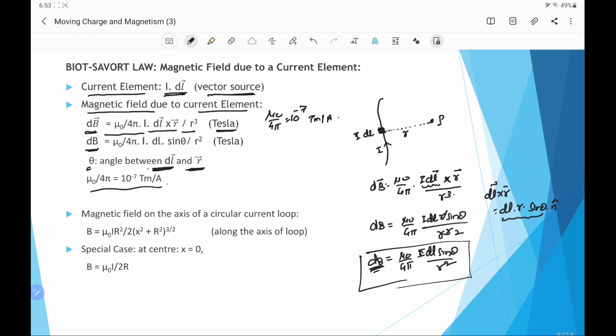Now we have to use this Biot-Savart's law to find the magnetic field at the axial point on the circular current loop, and it is calculated as B equal to mu naught I r square by 2 into x square plus r square raised to the power 3 by 2, and as a special case at the center, if we put the value of x equal to 0, B will be equal to mu naught I by 2r, and this is a very important formula for many numerical purposes. So we will now prove this relation due to the current loop.